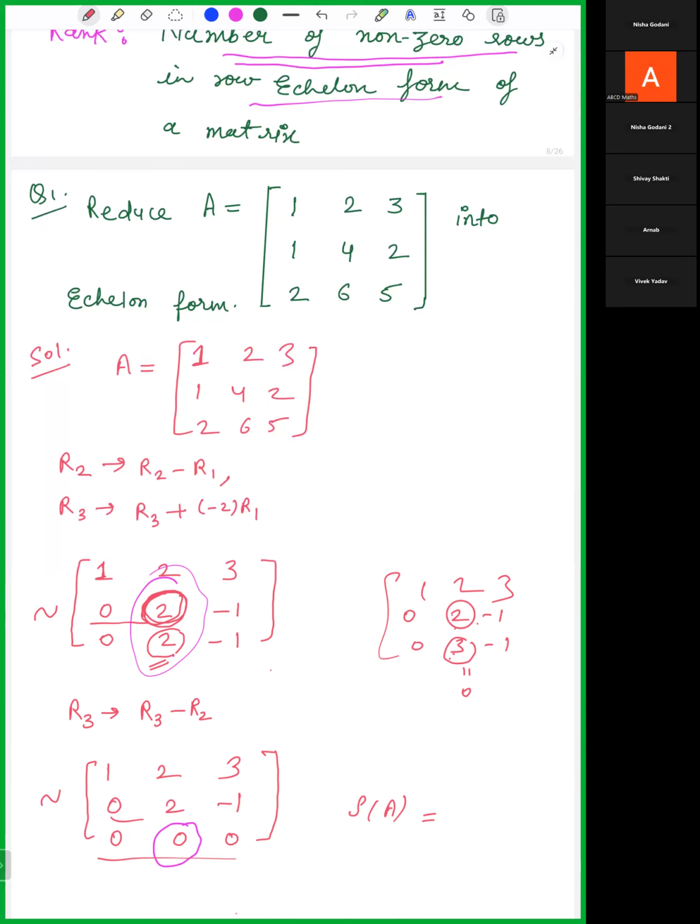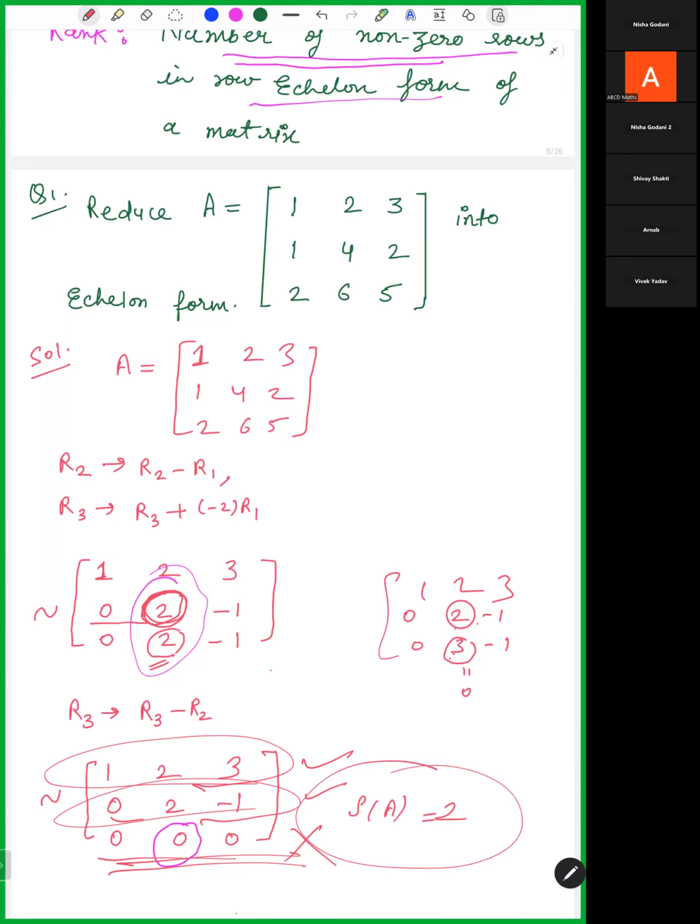Shivai, you are saying the number of non-zero rows, but you are writing 5, which means you are counting the number of non-zero entries. So don't count the number of non-zero entries. You have to count the rows. So you have this first row non-zero and this second row. The third row is all zeros, no? So don't count this. You have only 2 rows which have non-zero elements. That is why the rank is 2.